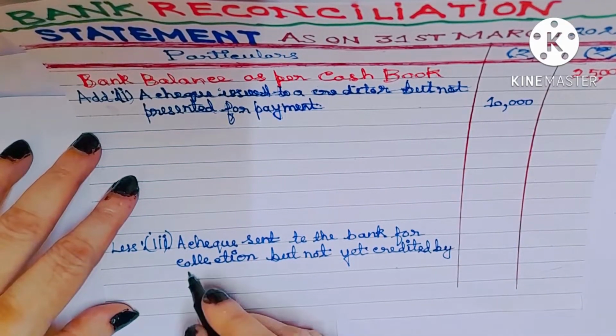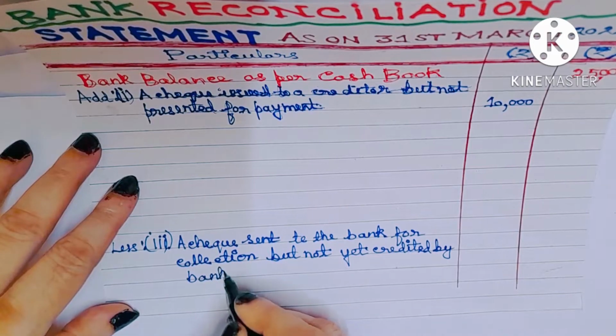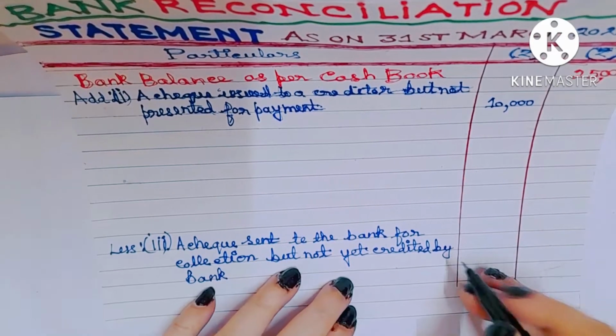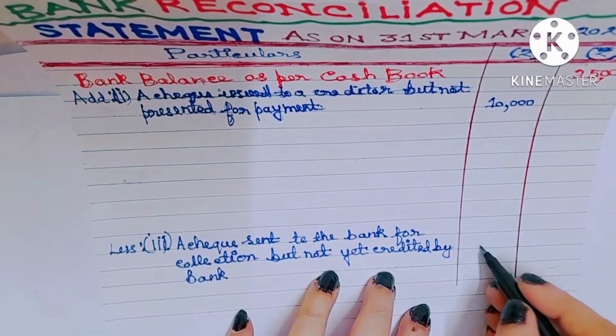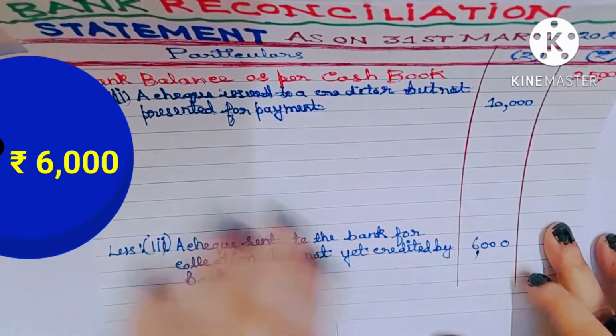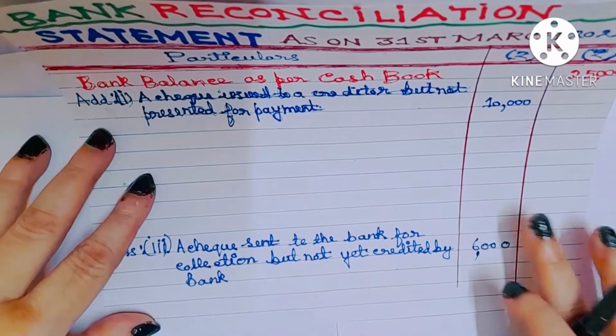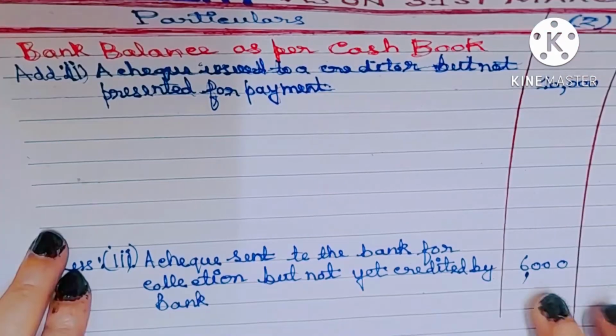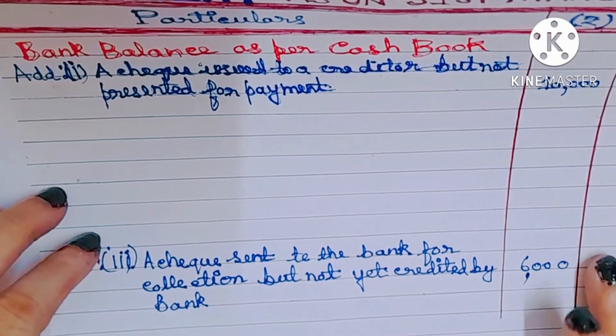Okay, so we'll write the amount in the inner column or the first column, because all the adjustments, that is add or less, are done in the first column. Now let's see the next transaction.